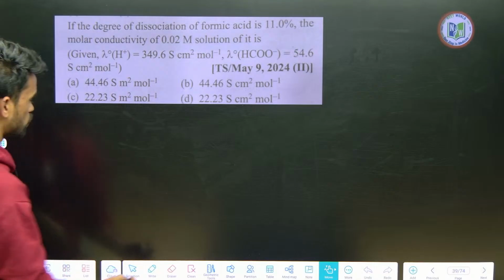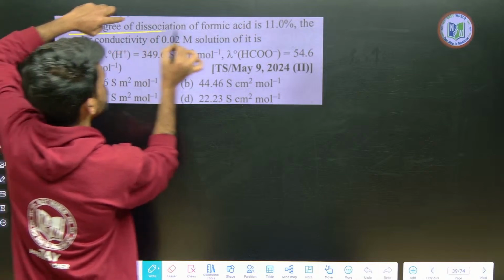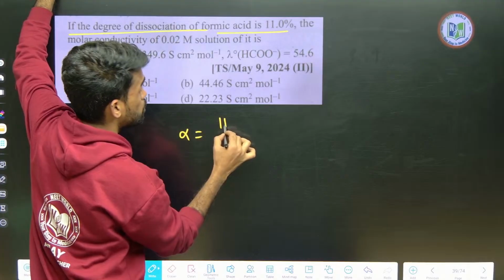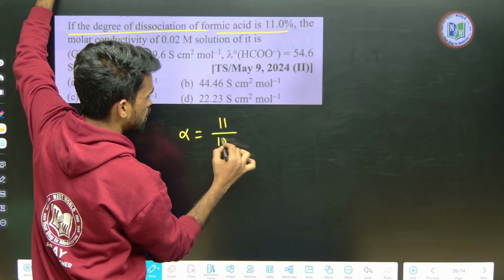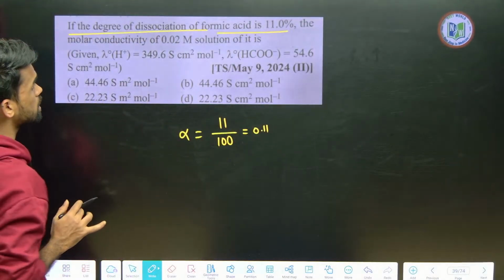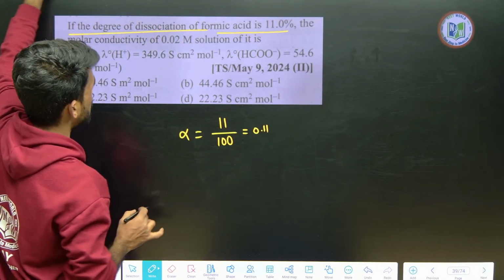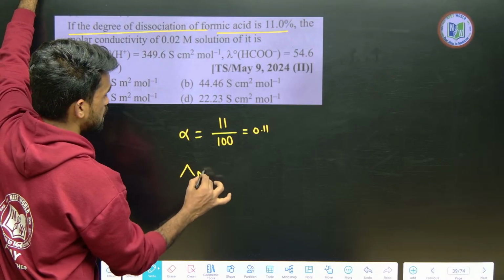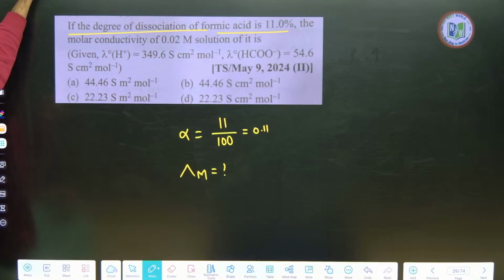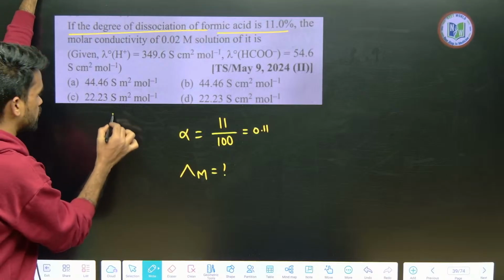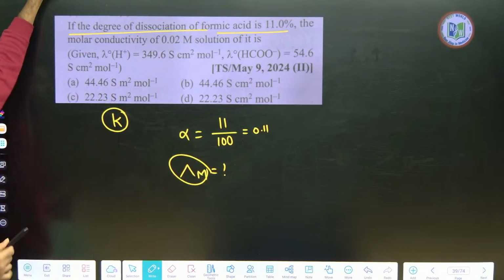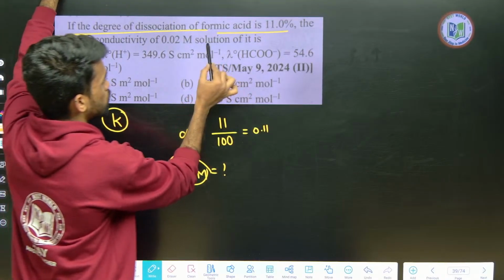What are they asking us to find? If the degree of dissociation of formic acid is given, so alpha value is how much? 11%. It means 11 by 100, you can write 0.11 also, it's your wish. The next thing they are asking is the molar conductivity, del M they are asking. If they simply mention conductivity, that is kappa, K. But they are saying molar conductivity, which means del M.